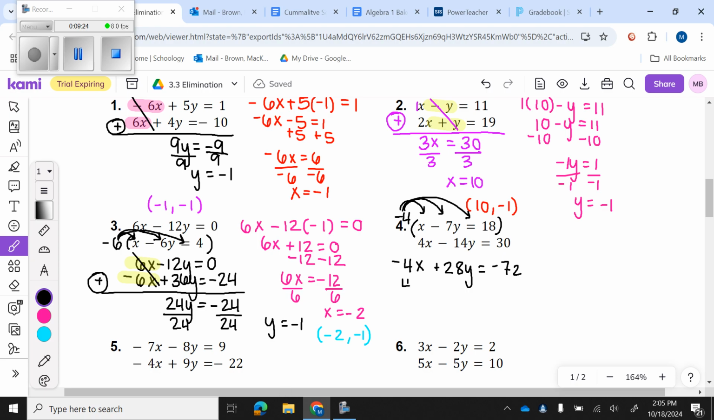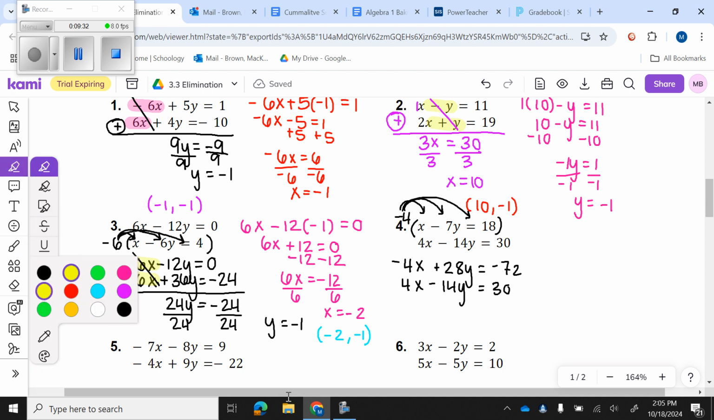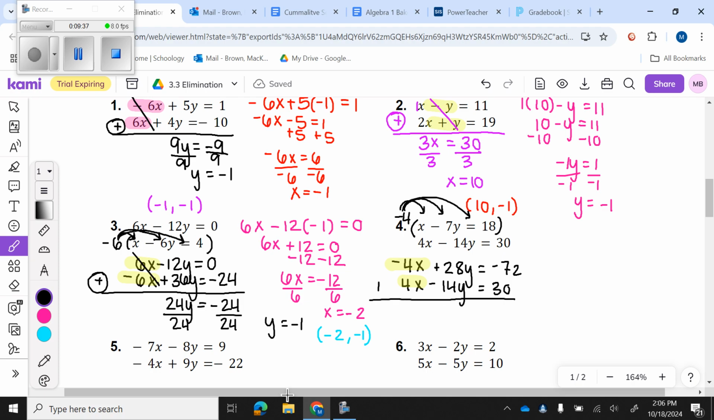I'm going to bring down my bottom equation. And again, now that these match but have opposite signs, I'm good to go to eliminate. And to eliminate, I'm going to add. My x's are going to cancel. When I do 28 plus -14, I get a 14y equals, then you've got to do a -72 plus 30, which is going to give me a -42. Divide both sides by 14, and you're going to get y equals, I think, negative 3.